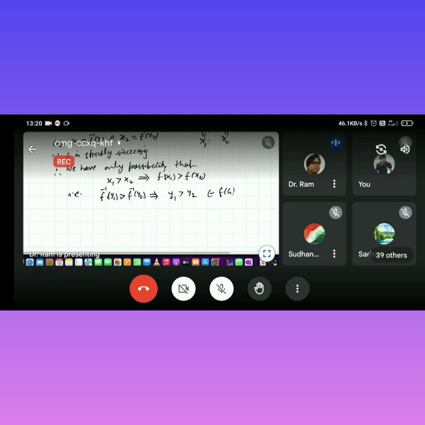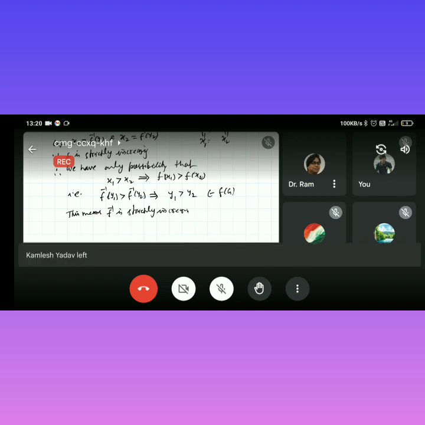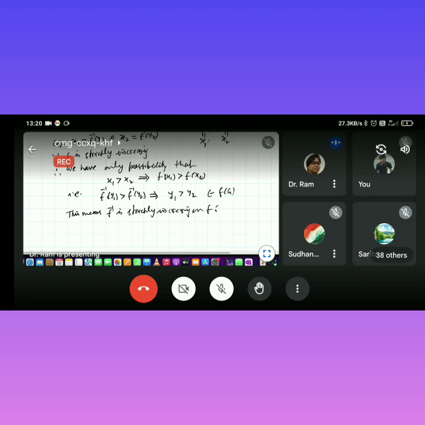ये f इनवर्स मैपिंग भी किसको सेटिस्फाई कर देगा? Strictly increasing. This means we have completed the proof. This means f inverse is strictly increasing. और इसका डोमेन जो होगा that is f of g. These are very simple results.